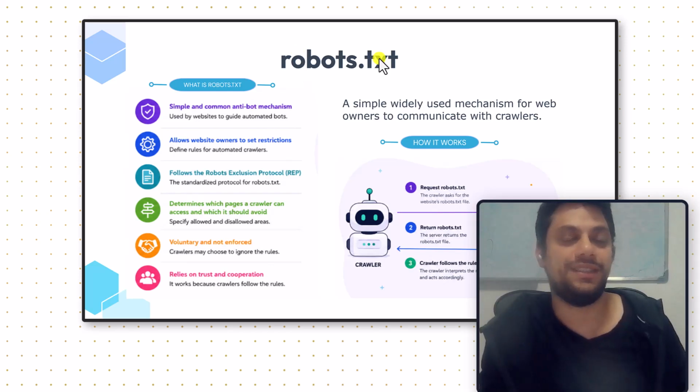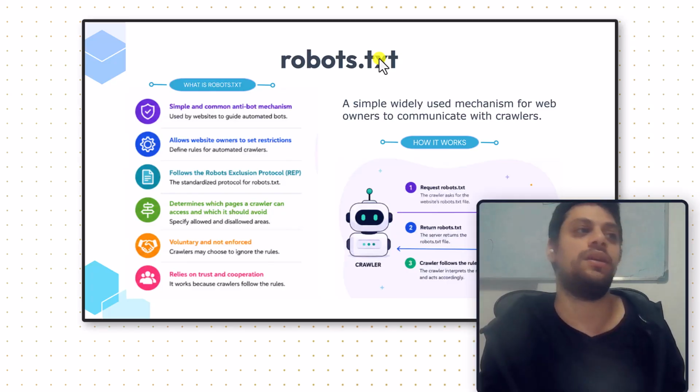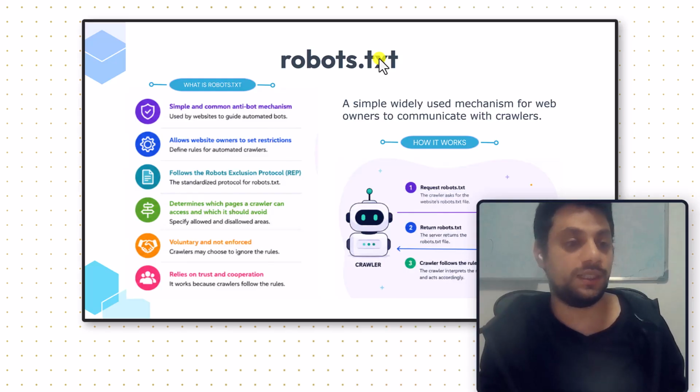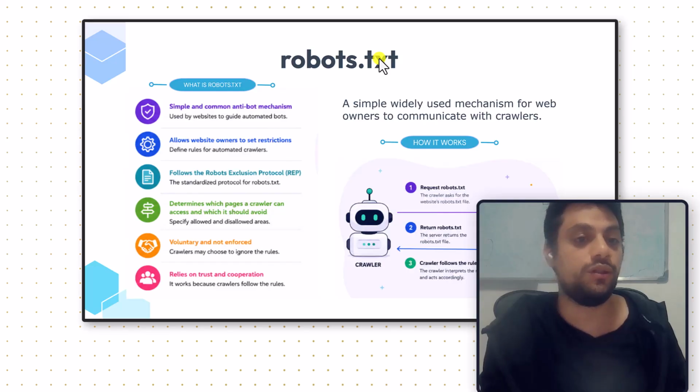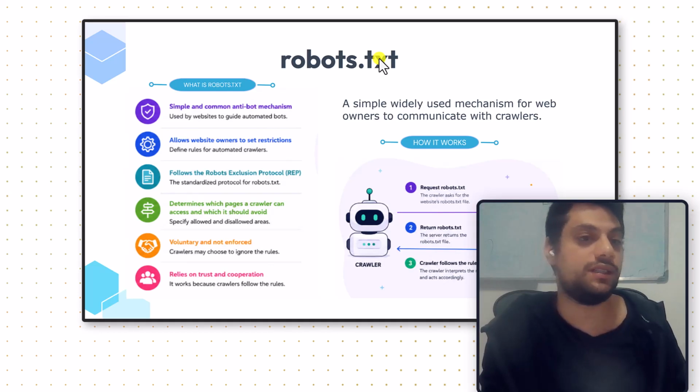Robots.txt is a tool that is used to restrict or block crawlers, so not specifically AI crawlers, but any automated bots. Robots.txt is a simple file that is placed at the root of the domain, and these files allow web owners to interact with crawlers, or more precisely, to define rules for crawlers. For example, which pages it is allowed to access and which pages it should avoid.